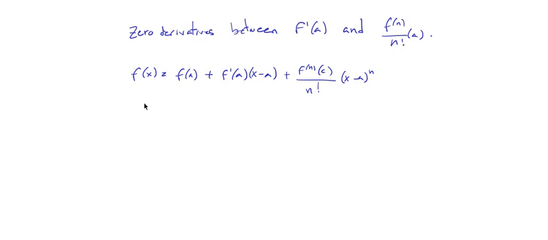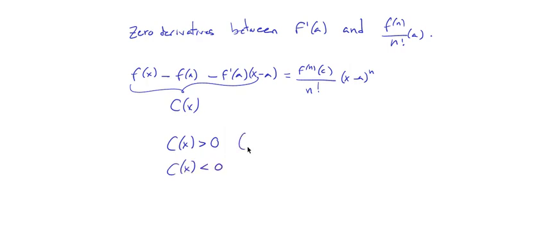Okay, now we can rearrange this as, let me write this directly like this, f minus f at a minus f prime equals this, right? So the convexity of the function will be defined by this sign, right? So let's call this a function, c of x. If c is greater than 0, then the function is convex in A. If it's smaller than 0, then it's concave.